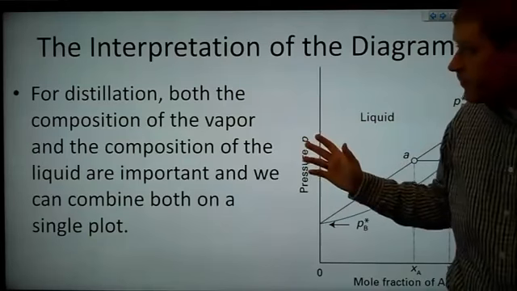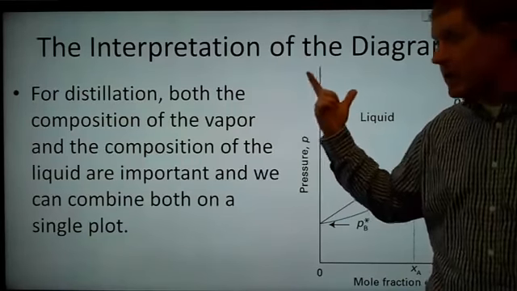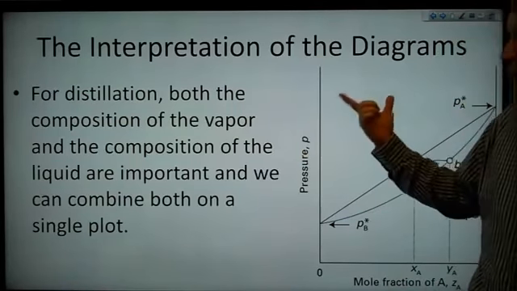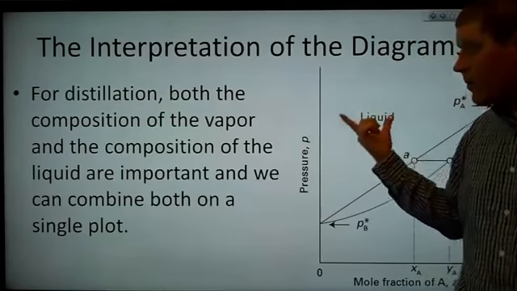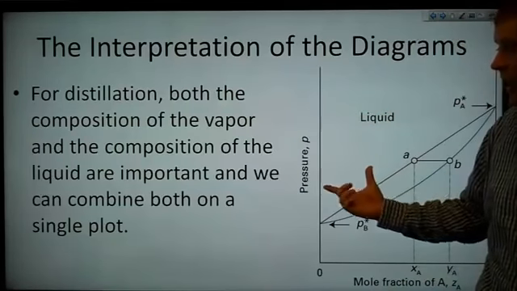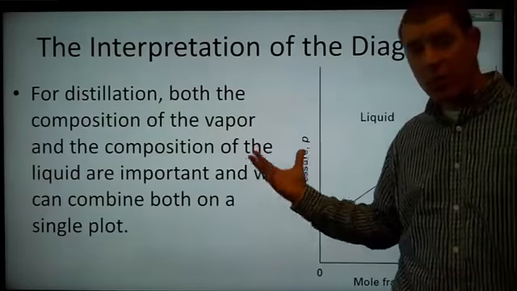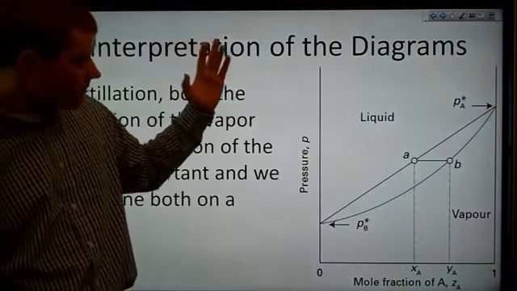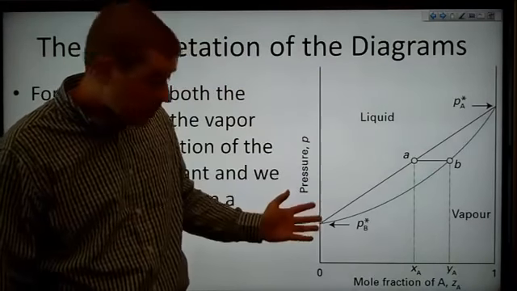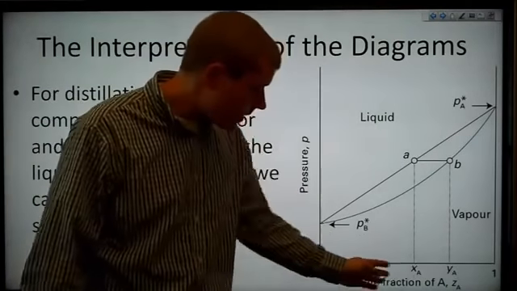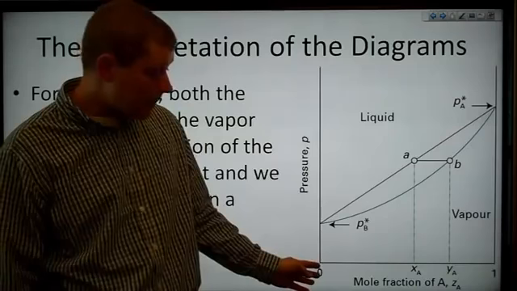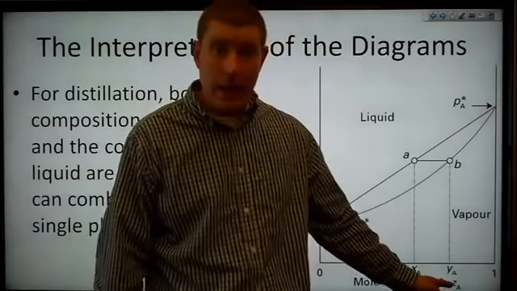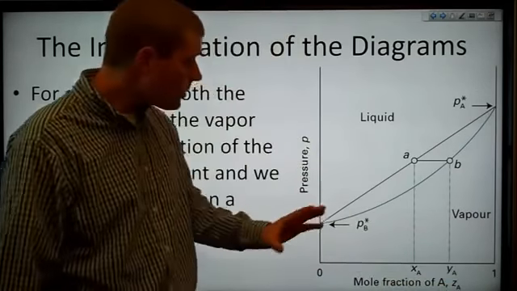Alright, so if we're going to look at distillation, that means that both the composition of the vapor and the composition of the liquid are important, and this means that we want to be able to combine both on a single plot. So over here we have a plot of the pressure as a function of the mole fraction of A, and here we're calling this ZA. Okay? And so now we want to put these on the same plot.